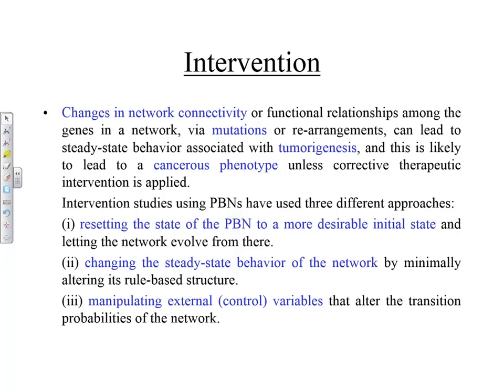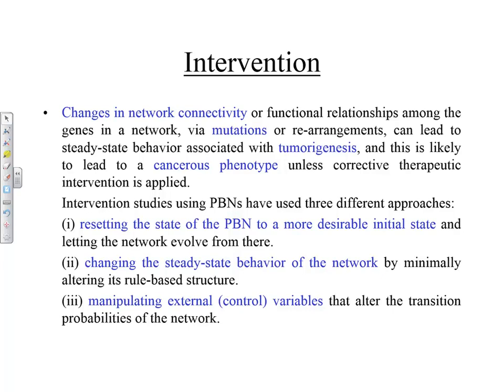Intervention studies using PBNs have used three different approaches. The first approach would be to reset the state of the PBN to a more desirable initial state and let the network evolve from there. So the system has ended up in a bad state, and you can force that state to some other good state and let the system evolve from there. You don't change the wiring of the network at all. The second one would be changing the steady state behavior of the network by minimally altering its rule-based structure. There you change the wiring of the network a little bit so that it now has good looking attractors or basins of attraction and so on.